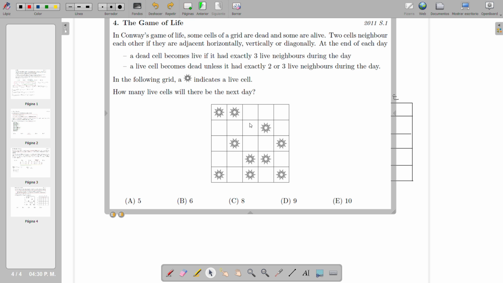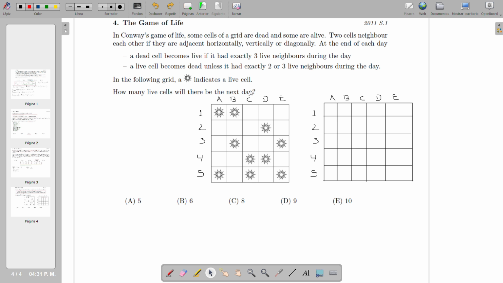Well, this is the original text with no annotations, and I have written some letters and numbers to identify columns and lines in the grid. On the right hand, I have a copy of the grid to provide an answer to the exercise. Okay, so let's first identify our rules, which are these right here.